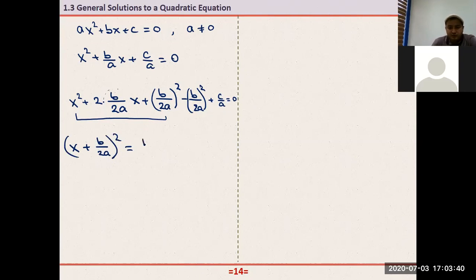What we have here, b squared over 4a squared, right? It becomes plus. And here we have, taking to the right hand side, becomes minus. If we bring it to the common denominator, I should multiply this by 4a. 4a times c, here we have 4ac over 4a squared.